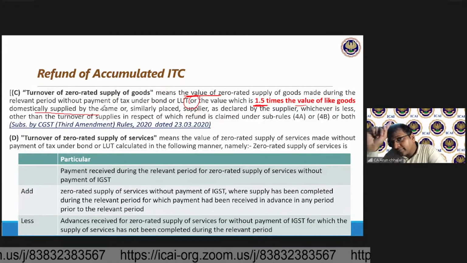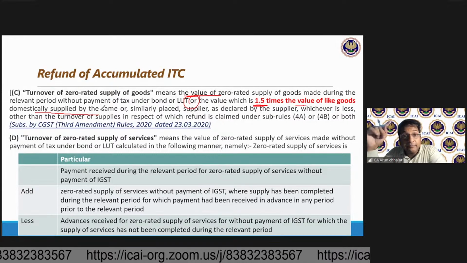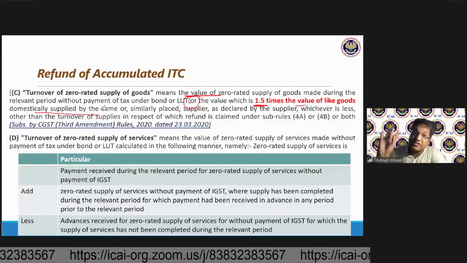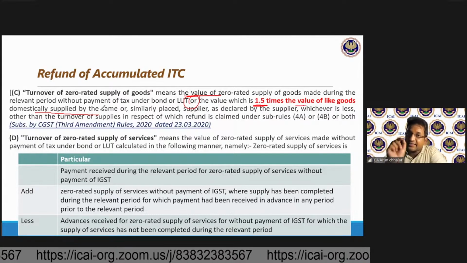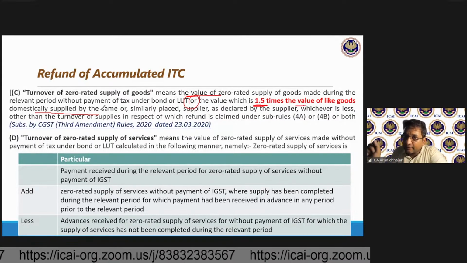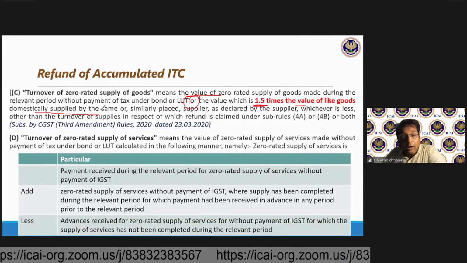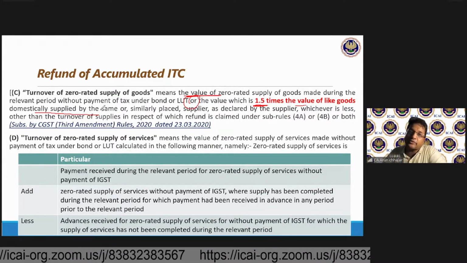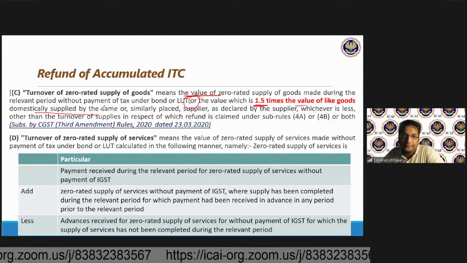I am reporting rupees 500 in the GST returns. I am getting the realization of rupees 500. No problem. But for the purpose of the refund, they are saying the turnover of zero rated supply of the goods is 150. It is maximum 1.5 times of the value of the like goods domestically supplied by the same or similarly placed supplier.